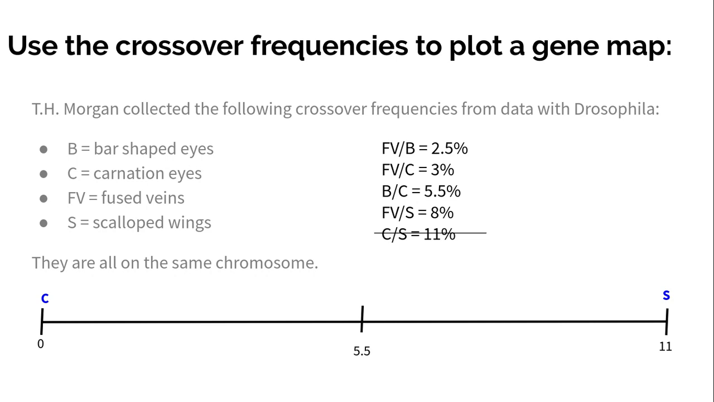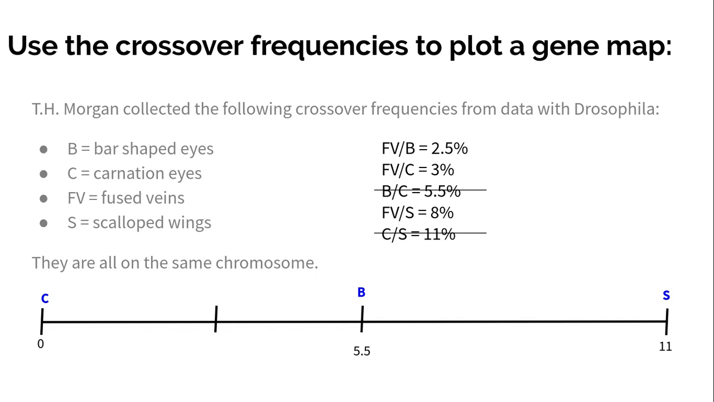I'm now going to go with the halfway point. Why? Because it makes sense. If I know that it's 11 all the way across and there's a 5.5, that's a halfway point. I'm going to plot that right in the center and get rid of it right away. So that represents the bar-shaped eyes. Why? Because it is exactly 5.5% away from C. Therefore, if it's 5.5% away from C, it's also 5.5% away from S.